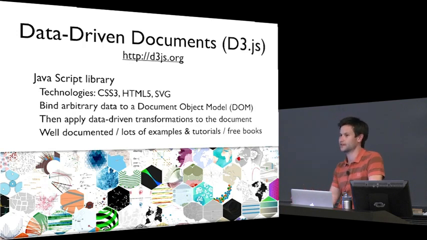For instance, the New York Times graphics department, their stuff is based on D3. It's a JavaScript library, as I said. It uses CSS3, HTML5, and SVGs. And it's amazing how well it's documented. There are lots of examples out there, tutorials, free books, and this is the direction where you can expect a lot more. So many people are starting to use D3 now.